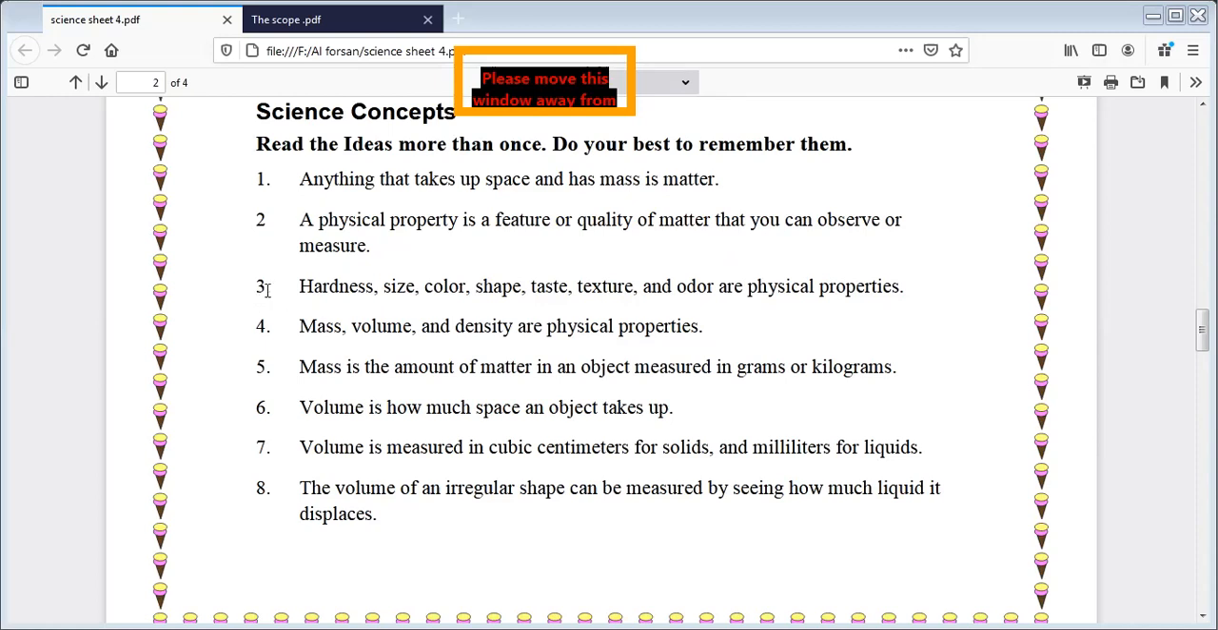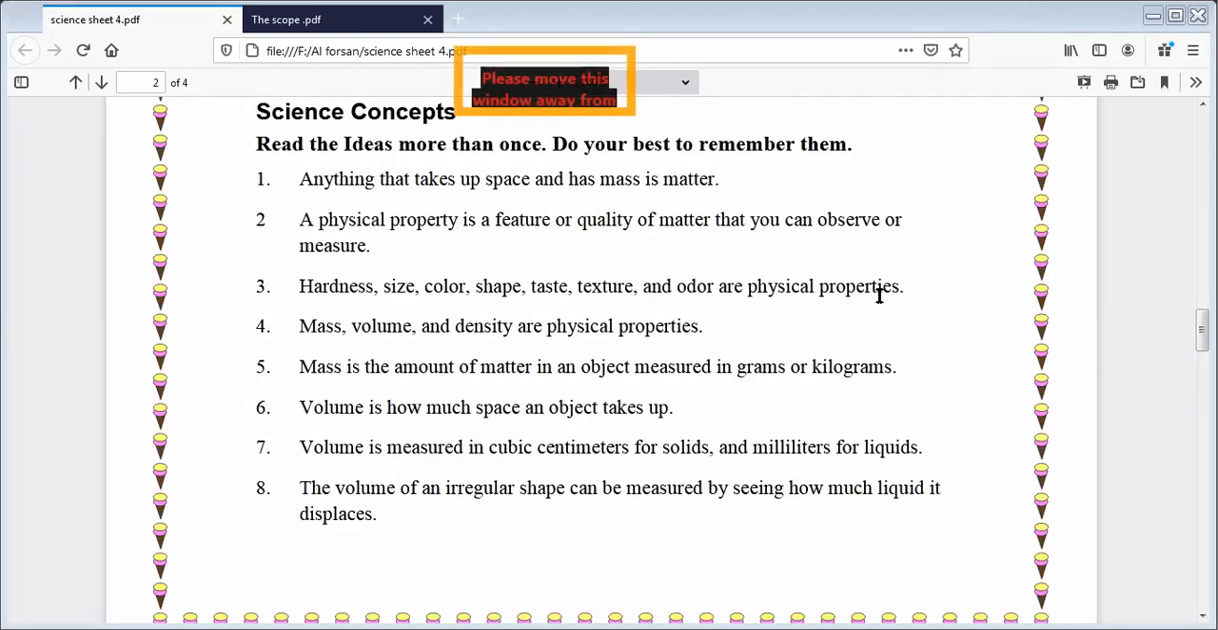Can you please read number 3? Hardness, size, color, shape, taste, texture, and odor are physical properties.